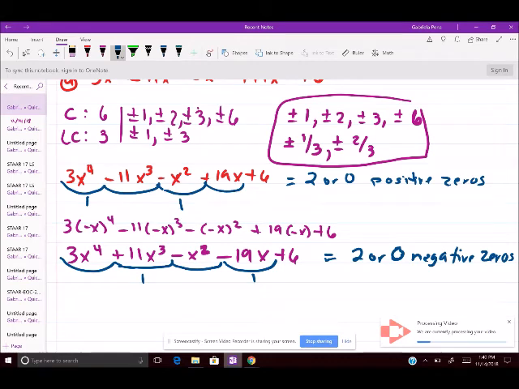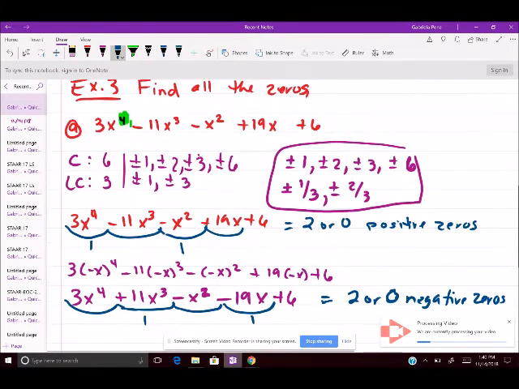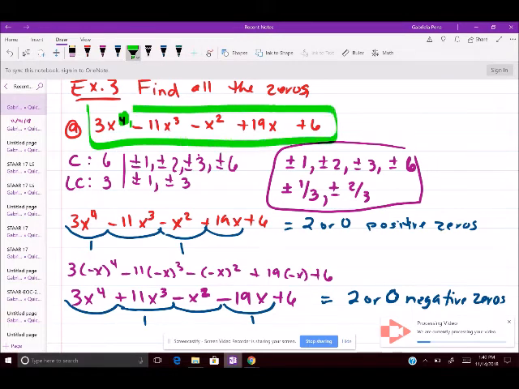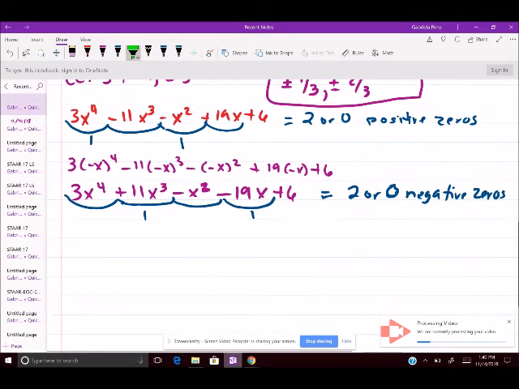So we have to find the zeros. And the easiest way that we found to find the zeros in the previous lesson was using synthetic division. Do you remember doing that? We're going to have to use synthetic division now. Now, everything we're going to do is based on the original problem. So which are my numbers? 3. Who is next? Negative 11. Negative 1. 19 and 6.